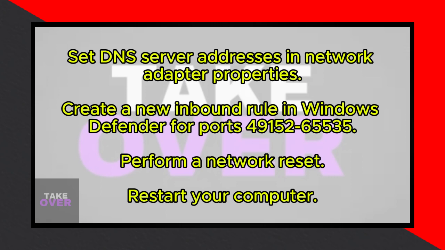To ensure Windows Defender isn't hindering network connections, search for Windows Defender and access its settings. Navigate to Firewall & Network Protection, then Advanced Settings. Create a new inbound rule allowing ports 49152-65535 and name it Rainbow.